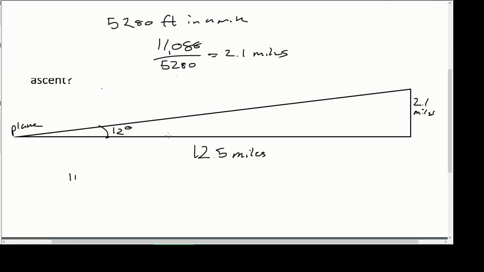So is 12 degrees sufficient to get over the 2.1 miles if we have 12.5 miles? Now, our target is not 2.1 miles. Our target is to be above 2.1 miles. So I'm going to actually make this X just to see where we would be at this angle of elevation over 12.5 miles.